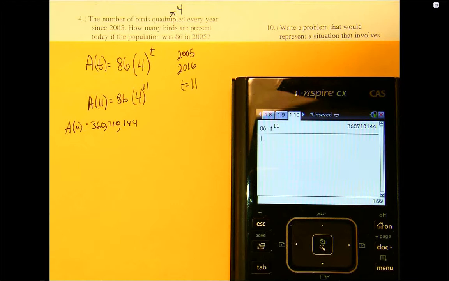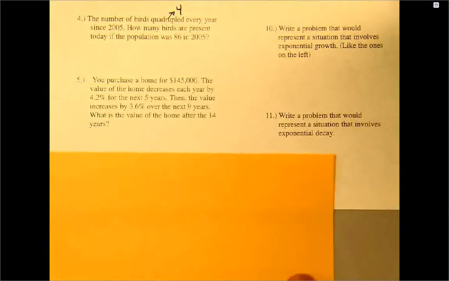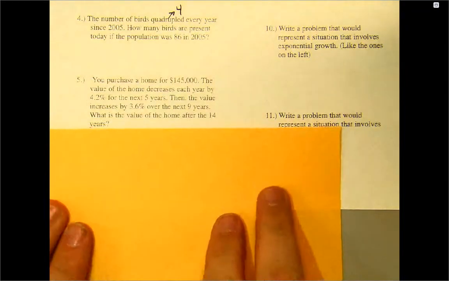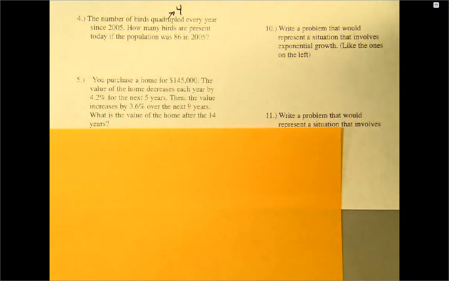5? Alright. I'll just kind of set it up for you. It says it decreases for 5 years and then increases.